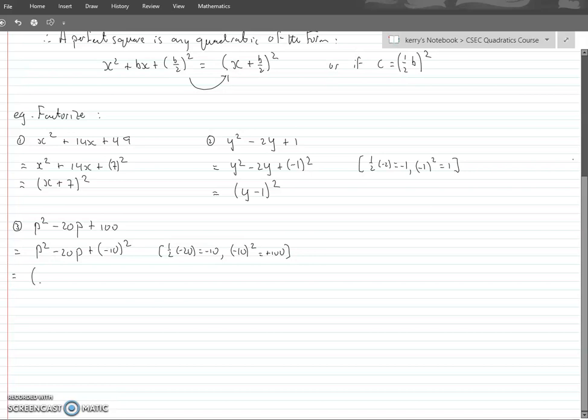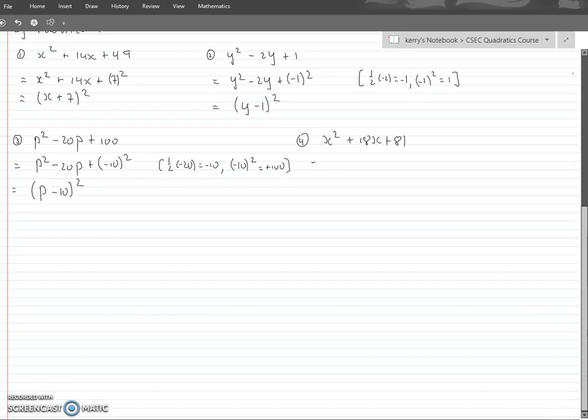What does it factorize into? It factorizes into p, and whatever is a half of b goes in the brackets, all squared. That's how easy this is. If you know it is a perfect square, you don't have to go through the whole process of finding two numbers that multiply to give you 100 and add to give you minus 20. But that's not the only way we're using it. We're using these in some slightly harder questions coming up. So x squared plus, let's go with 18x plus 81.